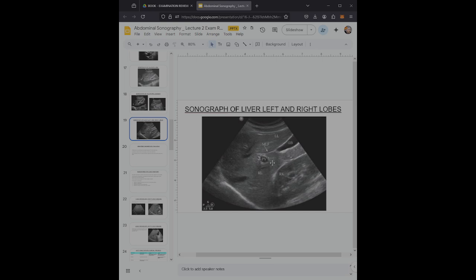Our right portal vein, as we said, the main lobar fissure can be seen emanating from the right portal vein and connecting it to the gallbladder. So there you are, there's the main lobar fissure. And in that runs your middle hepatic vein. We can also see the gallbladder filled with anechoic bile.